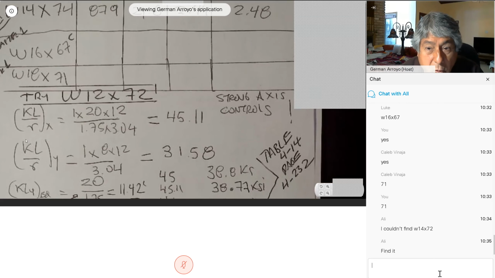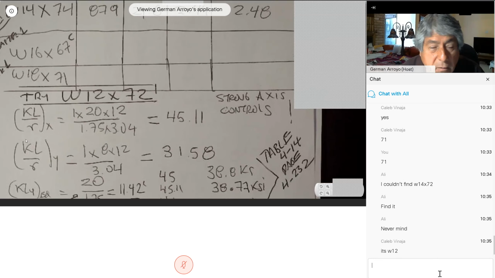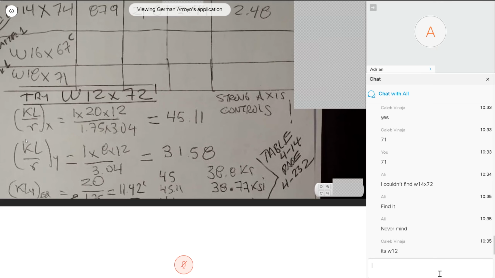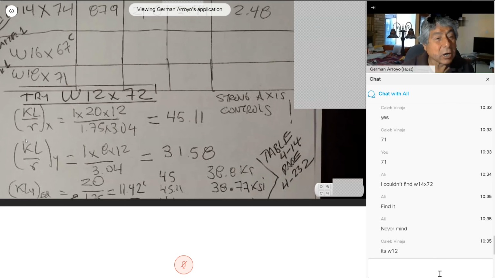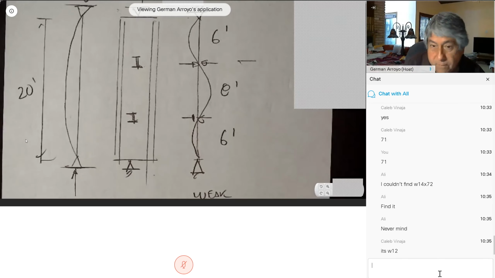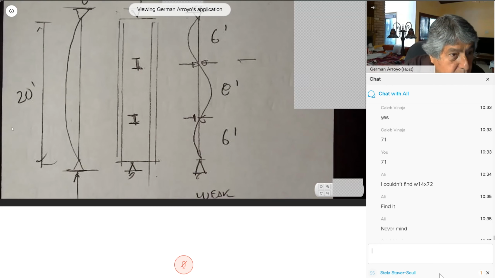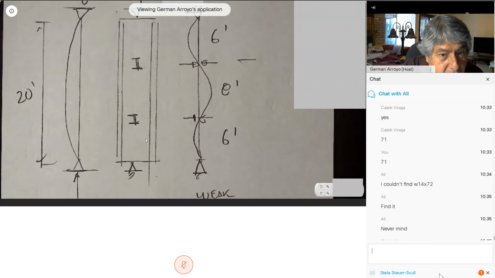Why are you looking at 14 by 72? We're trying a W12 by 72. Okay, good. We're going to try, and we said try because we don't know if this is going to work. And remember, if you were late, the reason why we had to check the strong and the weak axis is because the strong axis, we don't brace it. We don't need to brace it at 20 feet. The weak axis is braced.